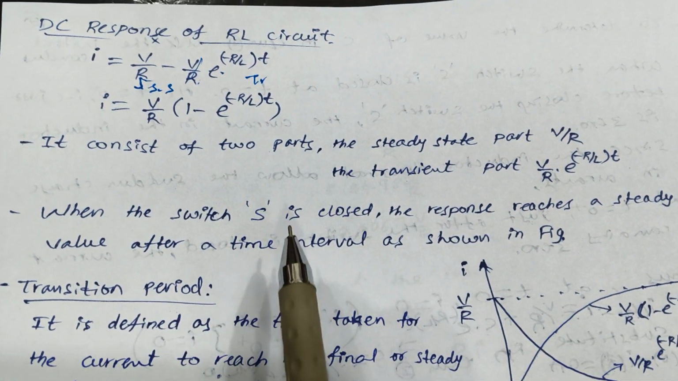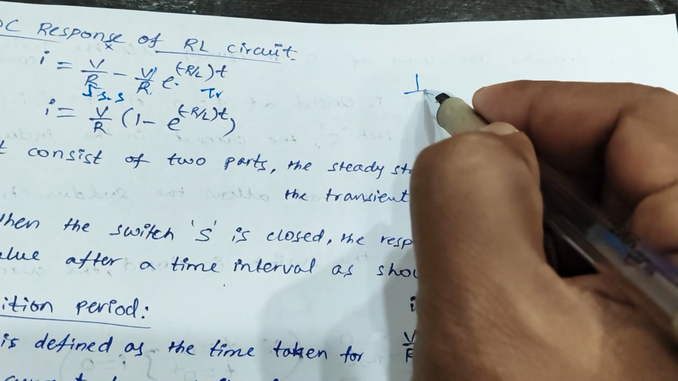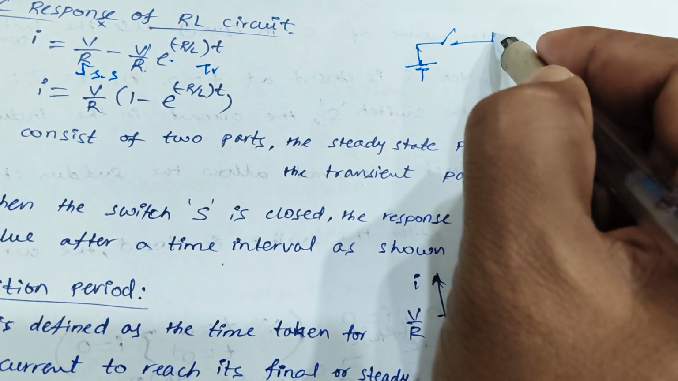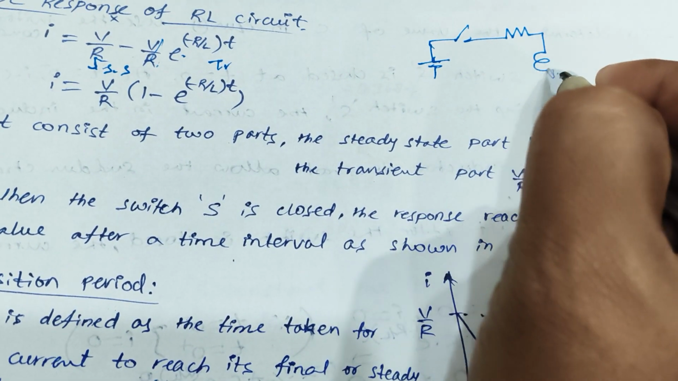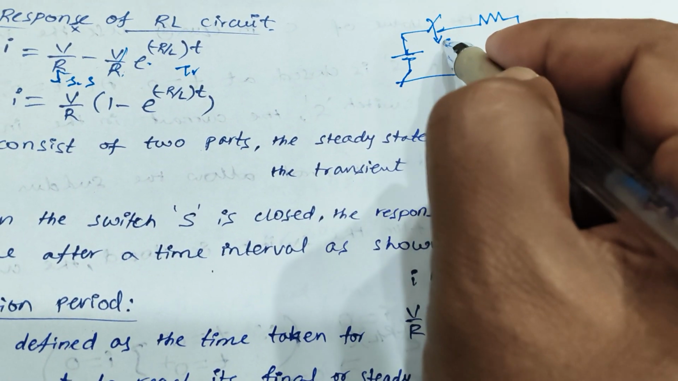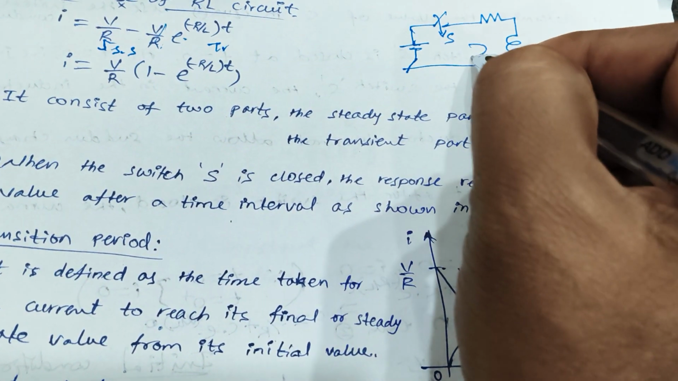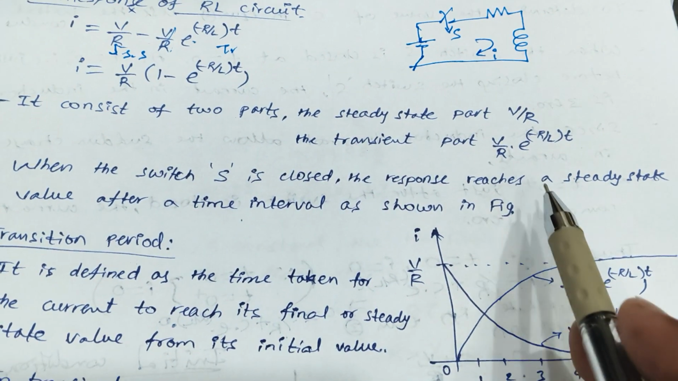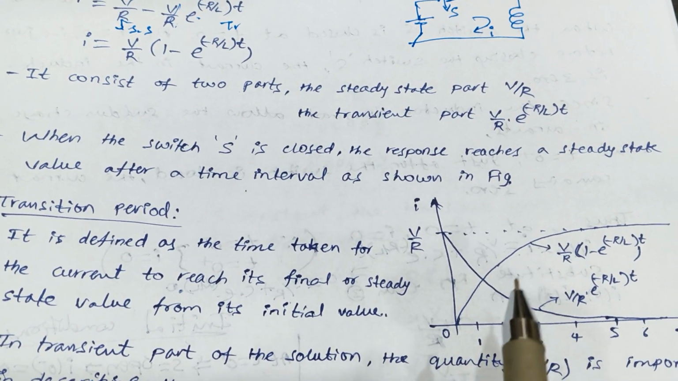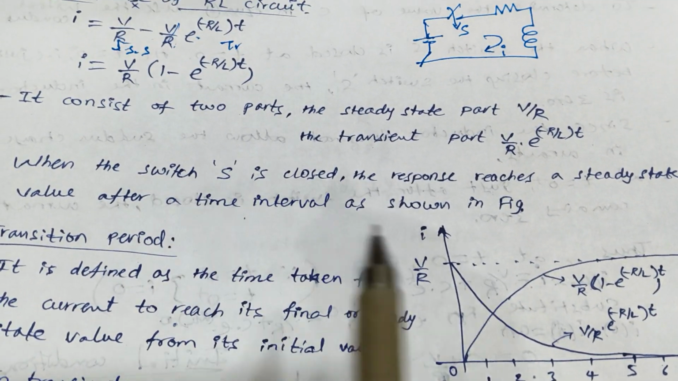When the switch S is closed in the circuit diagram, so what is the circuit diagram? A DC source, then it is connected with the switch, series RL circuit. When the switch S is closed, the response, that is the current response, reaches a steady state value after a time interval as shown in the figure. That means after some time it will reach the steady state, so those waveforms will be drawn.